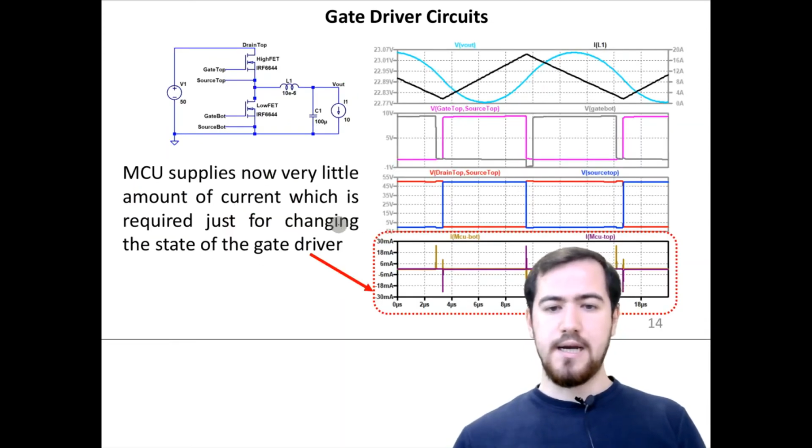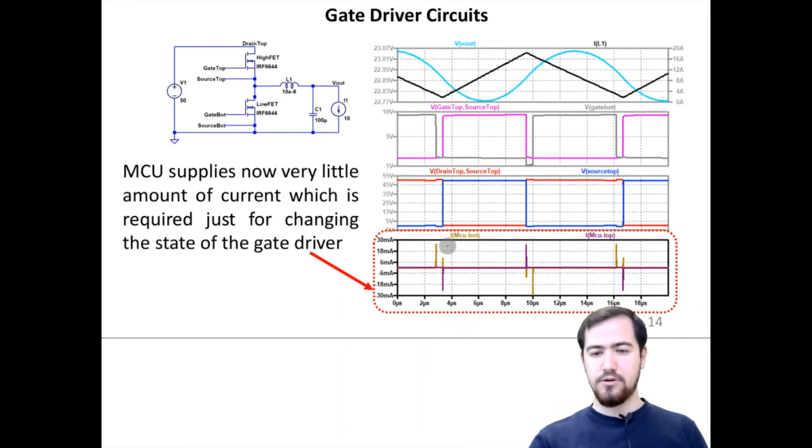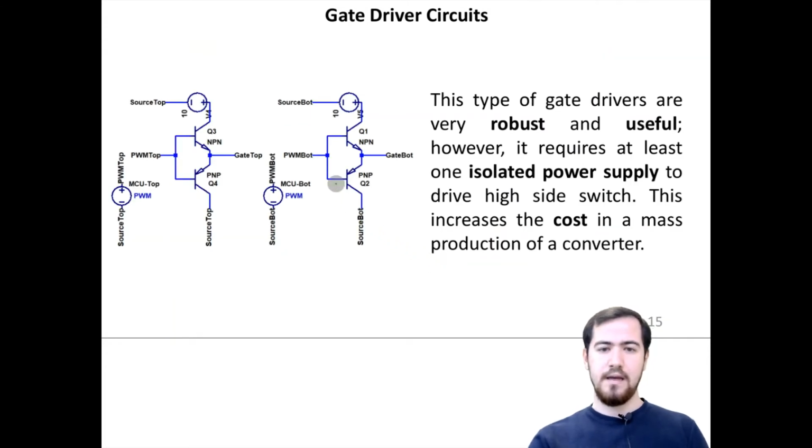Now we have measured the current supplied by the microcontroller. The microcontroller now supplies a maximum of 30 milliamps, which means that we have reduced the current stress on our microcontroller, and the main current is supplied by the gate driver power supplies. We generally use this type of gate driver because they are very robust and useful. However, there is a problem.